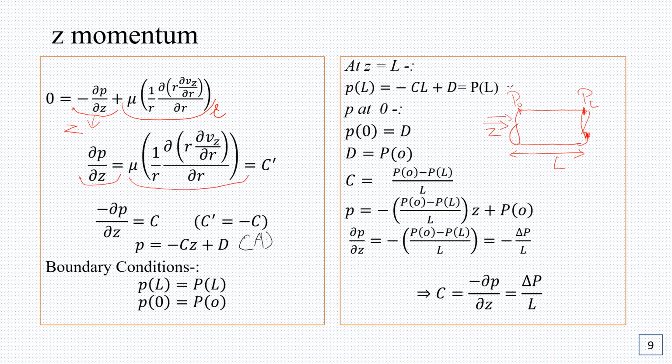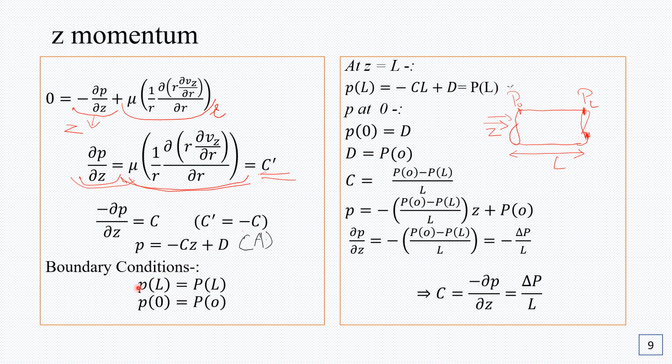So from this we get that dou z of p, or mu multiplied by 1 divided by r, dou r of r dou r of vz, equal to a constant c. So both these terms are equal to a constant c. Now we will solve these terms one by one in order to get the value of c and simplify the equation. Based on the analysis, we get that minus dou z of p equal to c. By integrating this equation with respect to z, we get p equal to minus cz plus d, where c and d are constants.